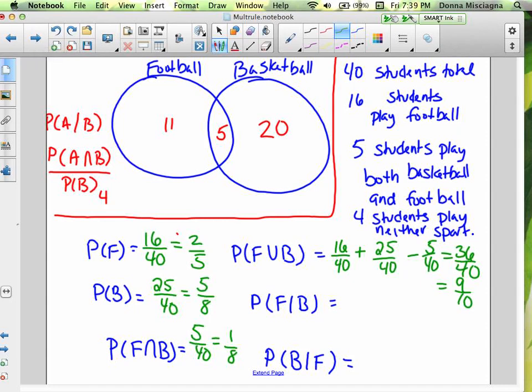All right, so now we want the probability of football given basketball. So we have to use the intersection. We need to use the probability of both occurring, right? And I'm not going to write the formula because I have it written off to the side there. So it's the probability of both divided by the probability of the given. So we know the probability of both. We already have it. I'm going to use the reduced one for this one. So that's 1/8 divided by the probability of basketball, which was 25 out of 40. Actually, I'm sorry. I should just use the reduced one.